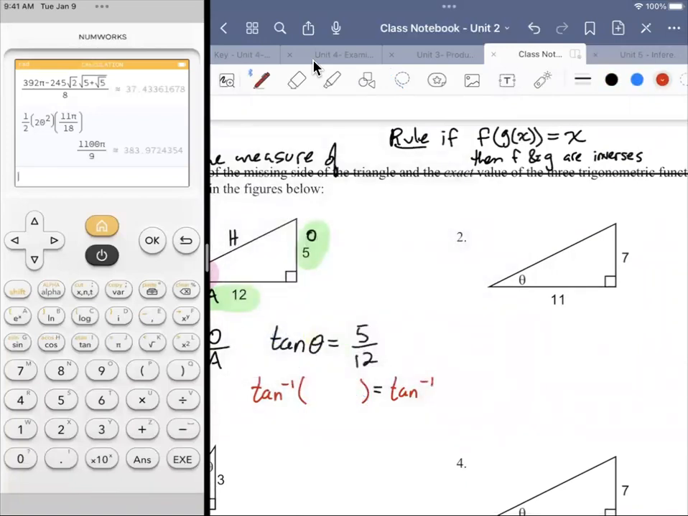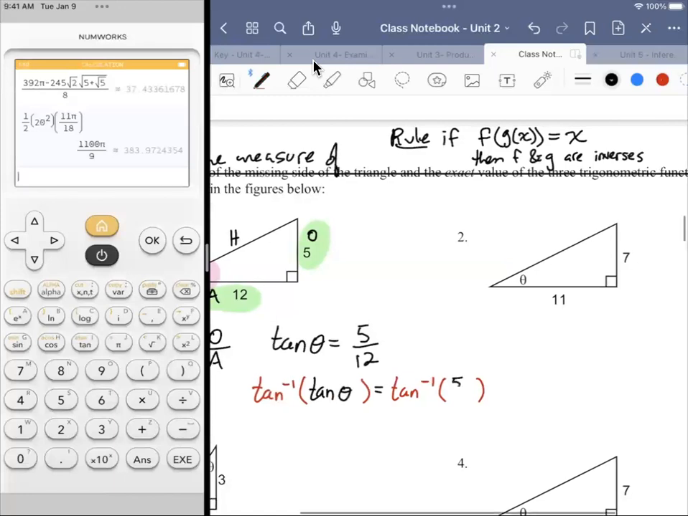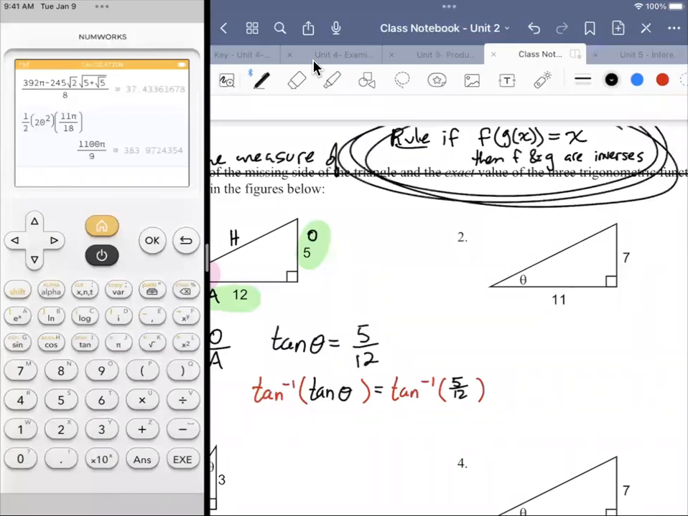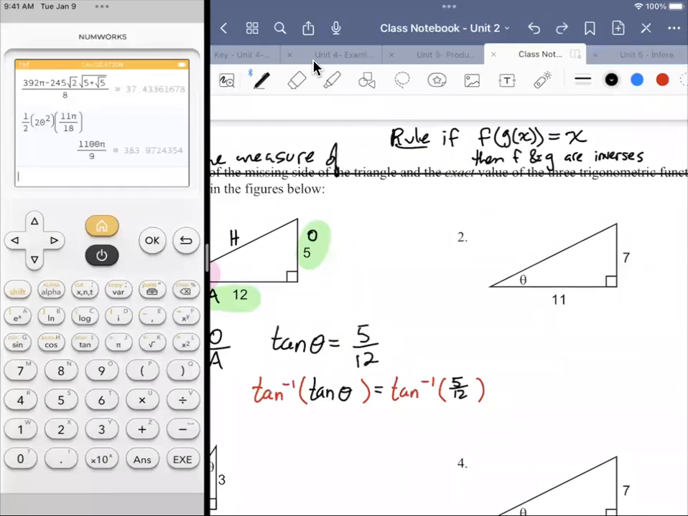So, inverse tangent of both sides of the equation. On the left-hand side, it's the tangent of theta. On the right-hand side, it's 5 over 12. Applying this rule up here will lead to just theta as a result. And then all I'd need to do is figure out what the inverse tangent of 5 over 12 is.